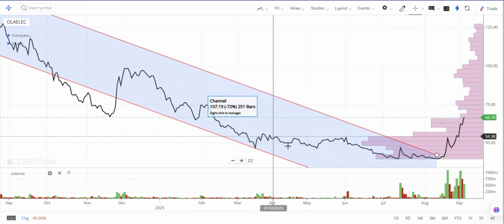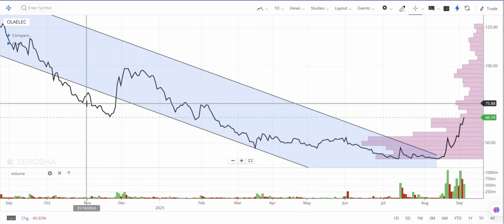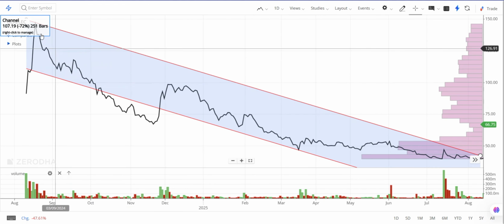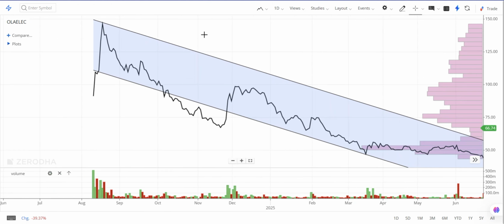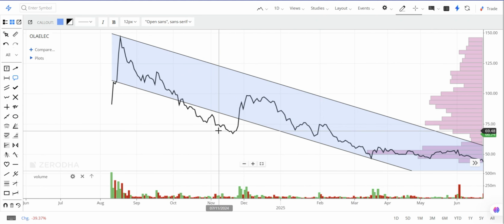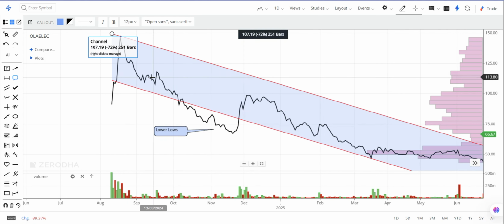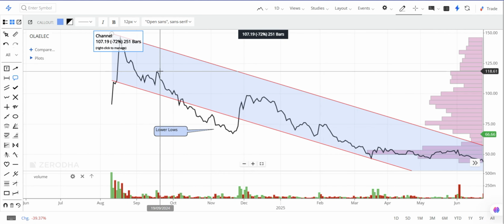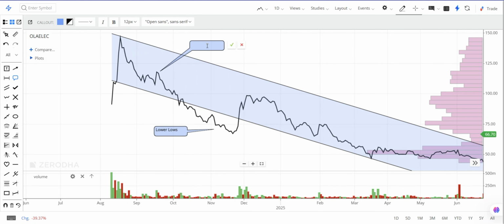You see now, what has happened is that it was making lower lows, right? So here I'll mark the lower lows section. The stock was making lower lows, and then there were lower highs as well. If you see, this is a lower high.